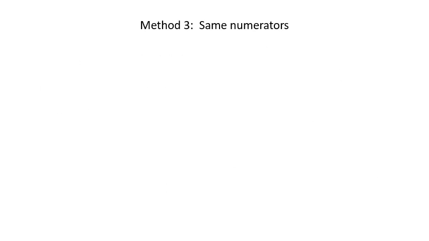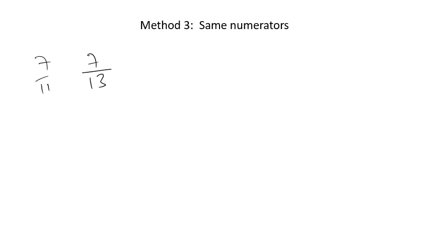Now, method 3 is where we have the same numerators, a common numerator. So let's compare, say, 7 elevenths and 7 thirteenths. And this is where we can do a little bit more reasoning about what the denominator really tells us. I have 7 pieces here that are elevenths, and then 7 pieces here that are thirteenths, of the same number of pieces.